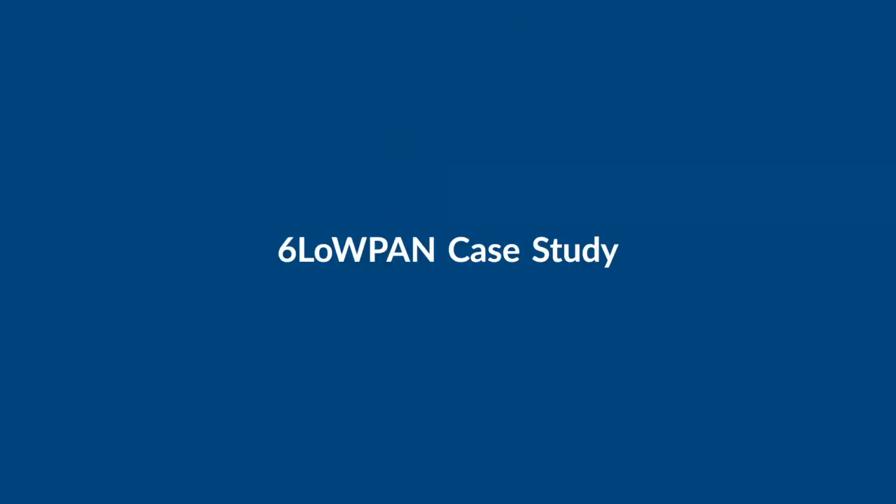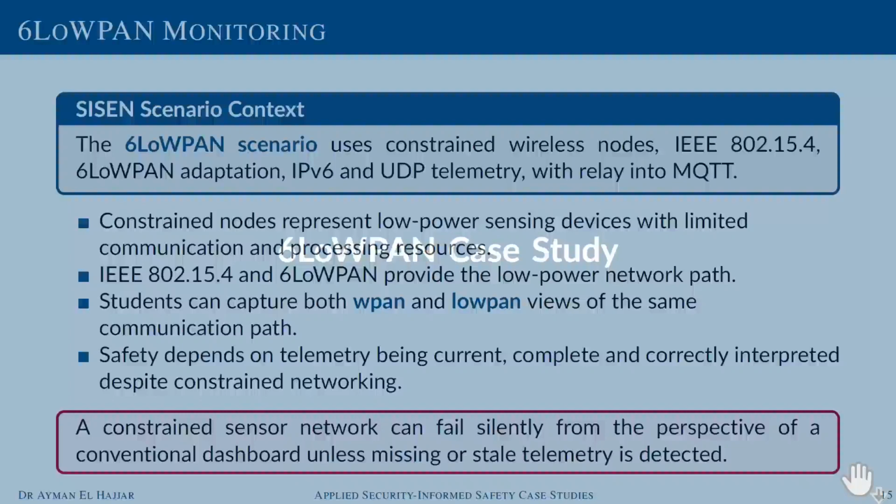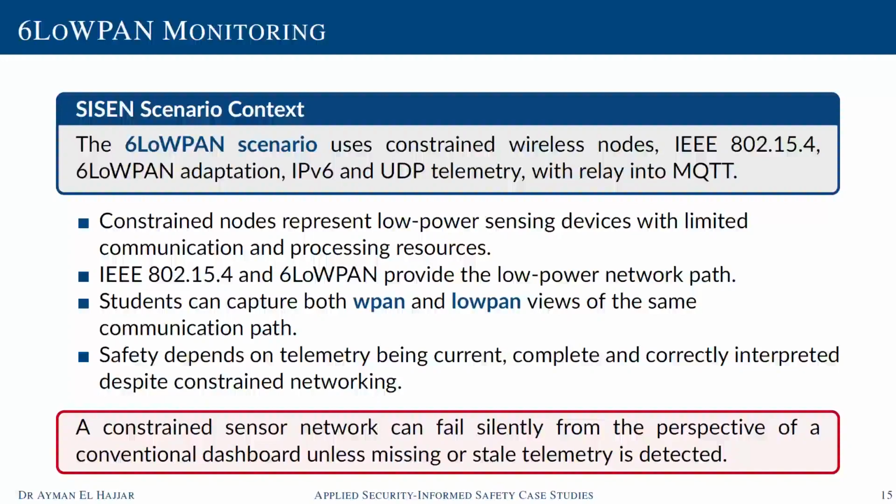We finally move to the 6LoWPAN case study. The 6LoWPAN scenario uses constrained nodes, IEEE 802.15.4, 6LoWPAN, IPv6, and UDP telemetry with relay into MQTT. You can inspect both the wireless and adapted network views. Safety depends on telemetry remaining current, complete, and correctly interpreted. A constrained sensor network can fail silently from the perspective of a conventional dashboard unless missing or stale telemetry is detected.